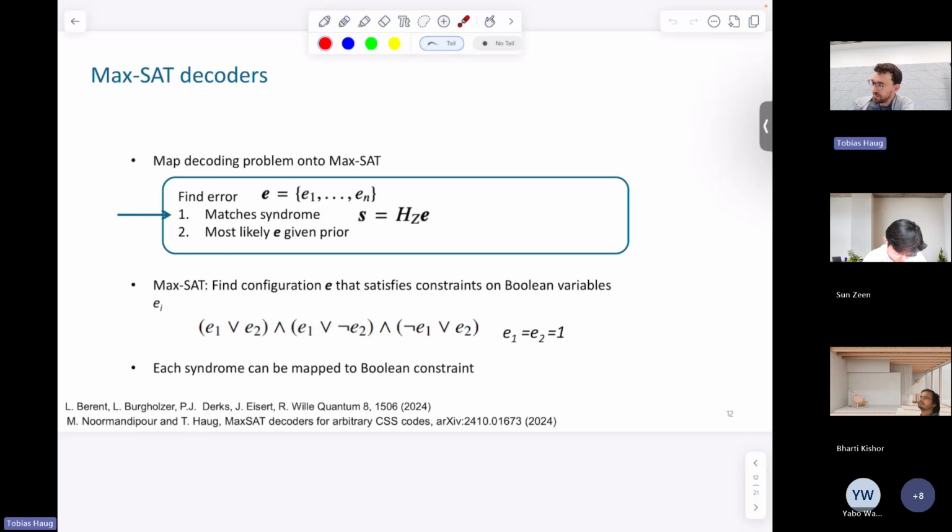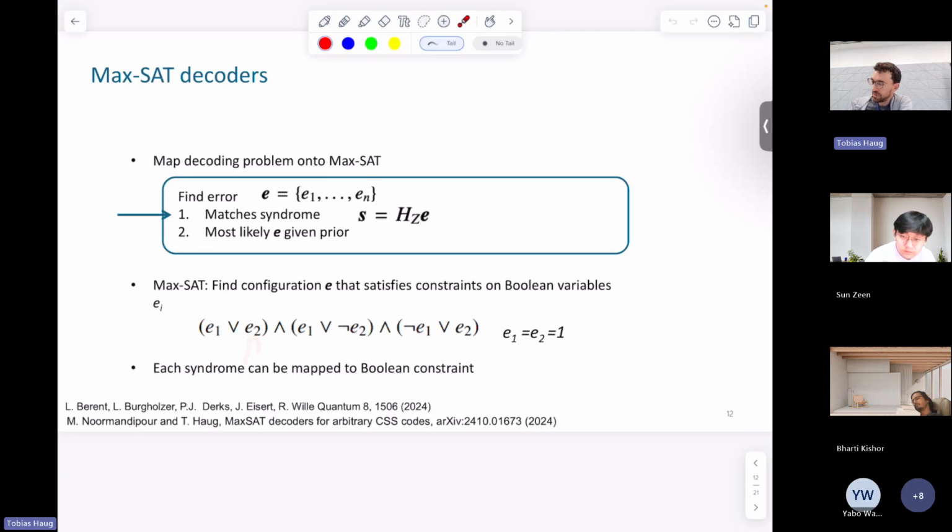We demand that this must be true. This Boolean condition must resolve to 1. Then it is satisfied, and we say this is good. If it's not satisfied, then this solution is not allowed. So this is a way of encoding all the syndrome constraints. For example, in this particular configuration, we say that E1 or E2 must be true.